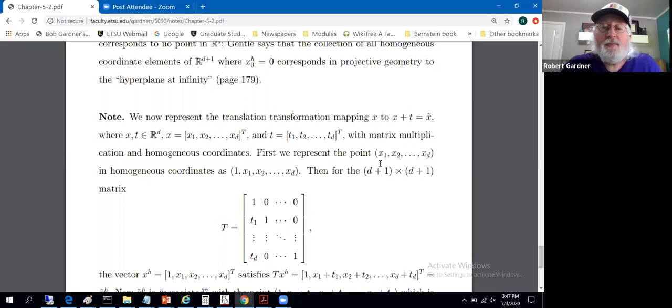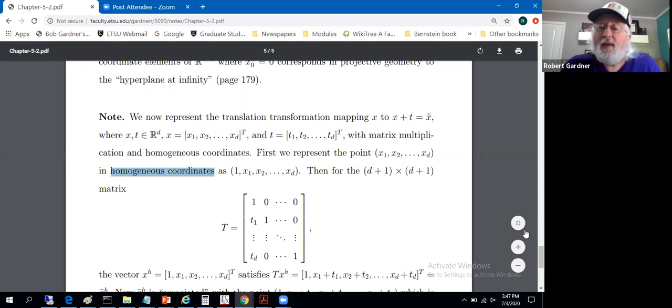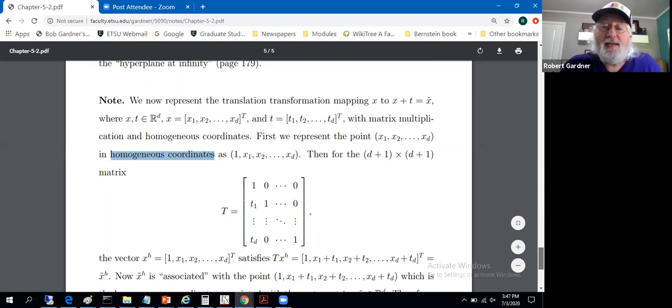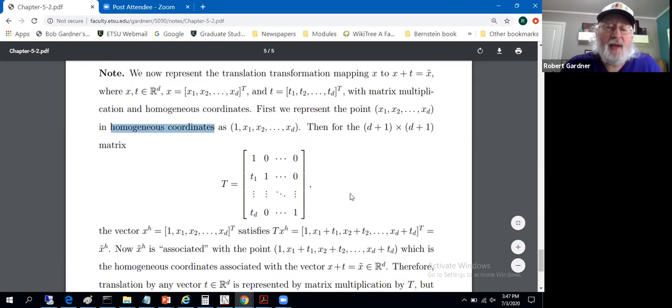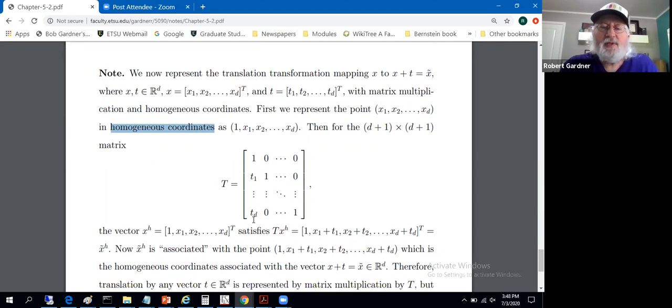Represent the point x1, x2 through x sub d as 1, x1 through x sub d. That is, use homogeneous coordinates for this point. Then for the d plus 1 by d plus 1 matrix given here, we're taking the t1 through t sub d, the components of the translation vector t, and putting those components here. Otherwise you get yourself an identity matrix. Notice we started with a second row. So indeed, this is d plus 1, and it's square. It's d plus 1 by d plus 1.